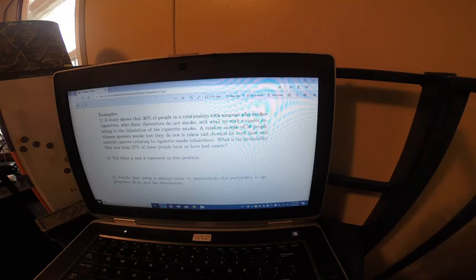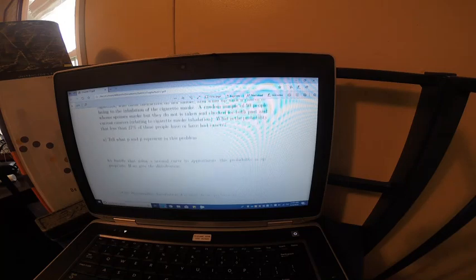Okay, so we need to tell what P and P hat represent in this problem. P is our overall proportion. P hat will be our sample proportion. So we want to know if this sample of 50 people is going to wind up being less than that 27%, even though the overall proportion P is right at 30%. That's pretty straightforward. Next: justify that using a normal curve to approximate this probability is appropriate. If so, give the distribution.